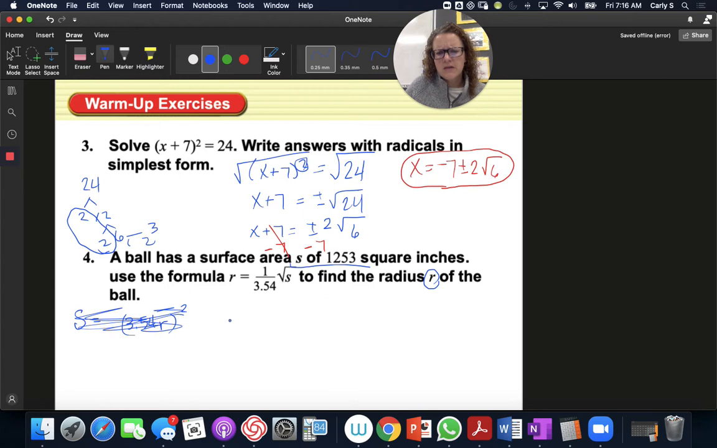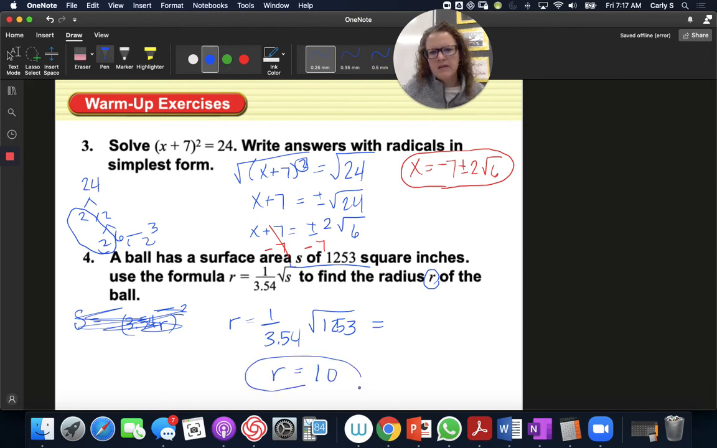So I know the surface area is 1,253. So I'm just going to substitute and then calculate. Radical 1,253 divided by 3.54. I have a radius of 9.999, or approximately 10. And I can say approximately.